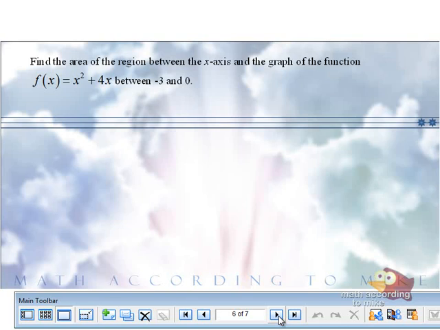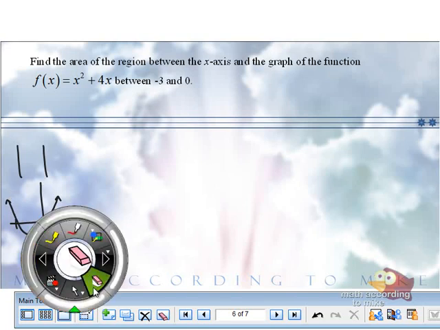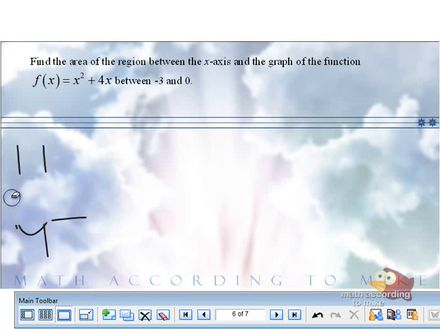We might need the use of absolute values. So we need to figure out what this graph looks like. If you were to graph x squared plus 4x on your calculator, it would probably be fine. It would look something like this. But basically what I'm trying to get at is that it crosses at -4 and at 0.